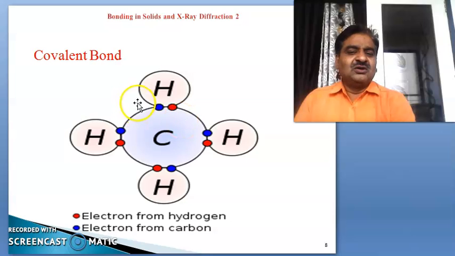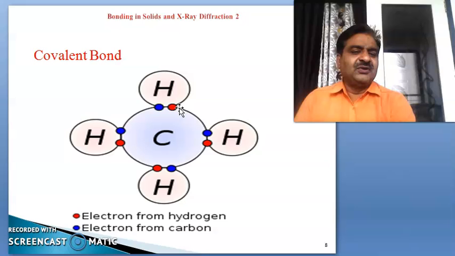And due to this bond, a compound is formed, that is CH4. Methane, you know it is. Methane is formed due to covalent bond. Because there is a sharing of electrons, you see carefully in the figure. It is formed because of what? Sharing.